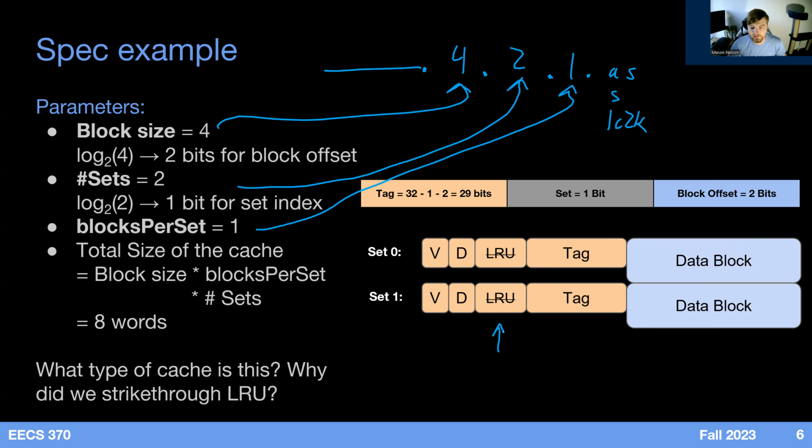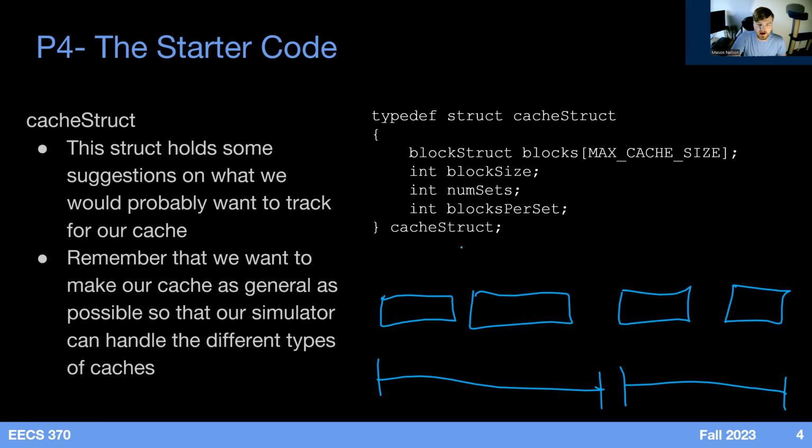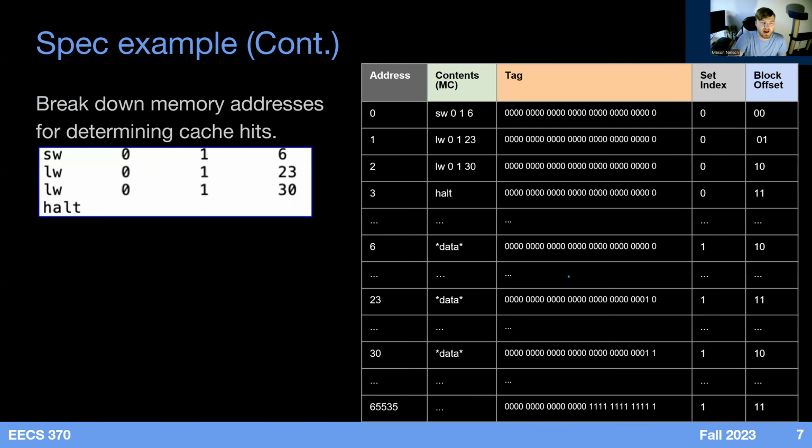And so this image here represents what our overhead will be in total. We can map this blue section to the data portion here, and then we can map all this overhead to the other things that we see in this image: the valid bit, the dirty bit, the LRU, which isn't used in the direct map, and then the tag. So now let's look at the actual code.